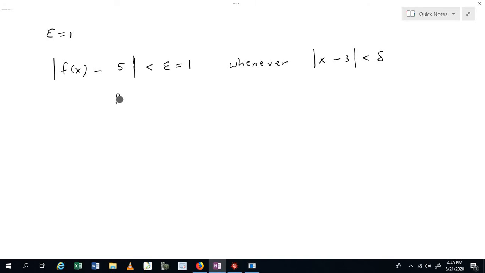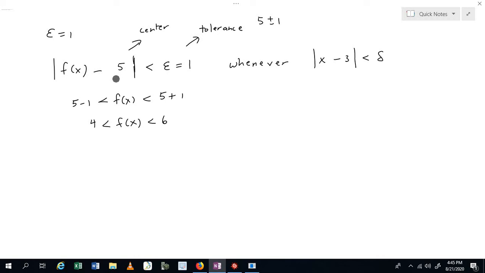All right, so if we pick epsilon to be 1 over here, okay, remember 5 is the center and 1 is the tolerance. So we're talking about 5 plus or minus 1 here. And so that tells us that f of x must be trapped between 5 plus 1 and 5 minus 1, right? So f of x would have to be between 4 and 6. Okay?